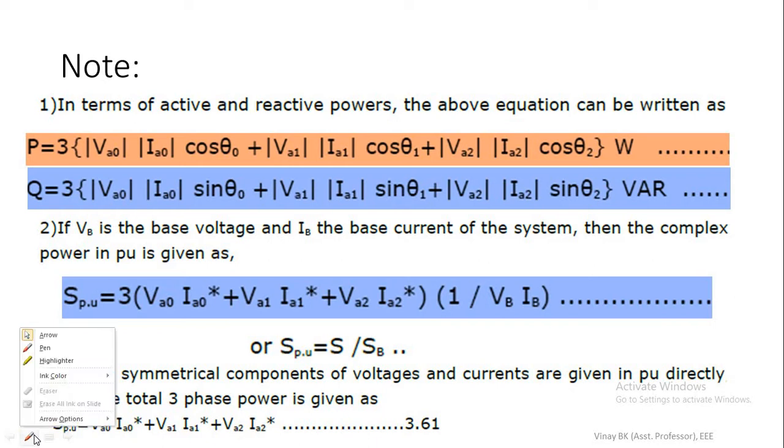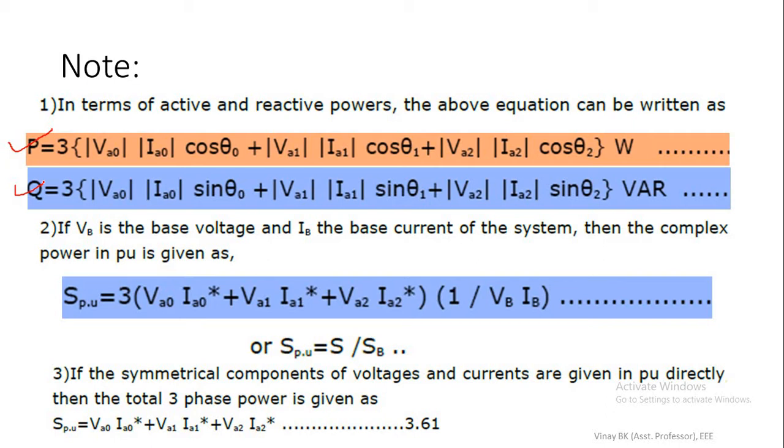So today's session we'll discuss problems on complex power. Before starting with the problem, let me discuss a few points you should remember to solve complex power problems. In terms of active and reactive powers, you can use this formula. Remember the formula to solve the problems on complex powers.